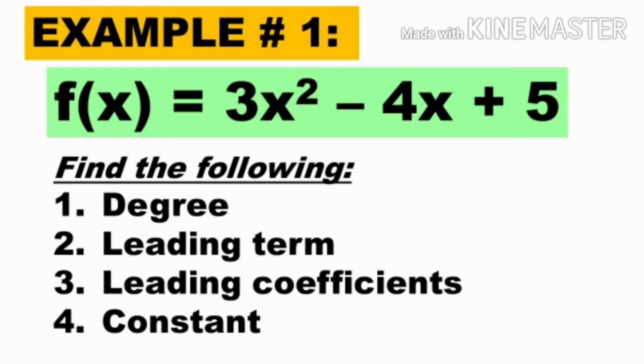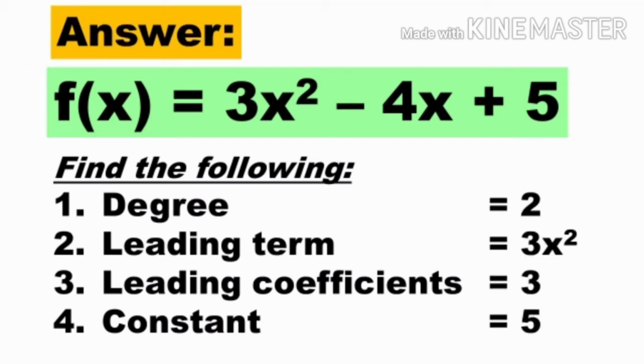Okay, degree, ito yung pinakamataas na exponent sa polynomial function natin. Kung ano yung pinakamataas na exponent na nakikita natin. In this example, the degree is 2. And the leading term, ito yung term na may pinakamataas na exponent. So, which is 3x squared. So, that is the leading term. Ang leading coefficient, ito yung coefficient ng leading term natin, which is 3. And constant, ito yung walang kasamang variable, which is 5.